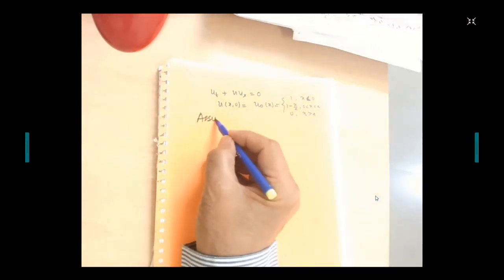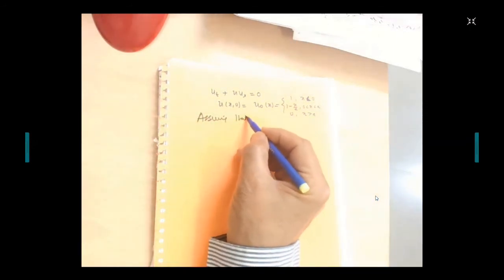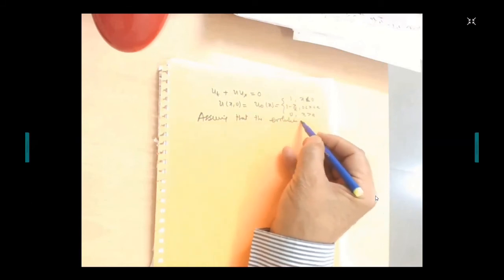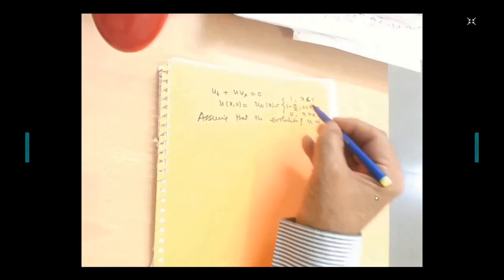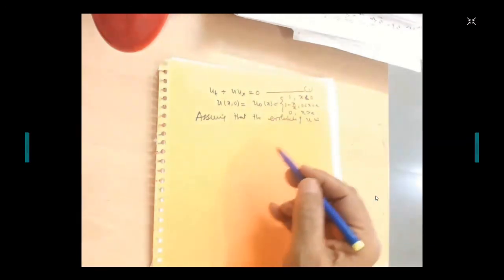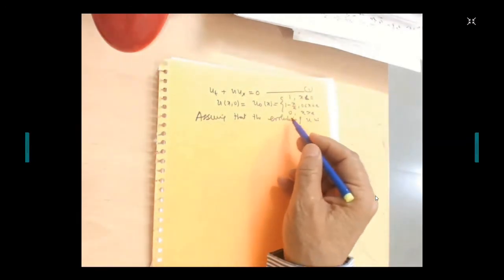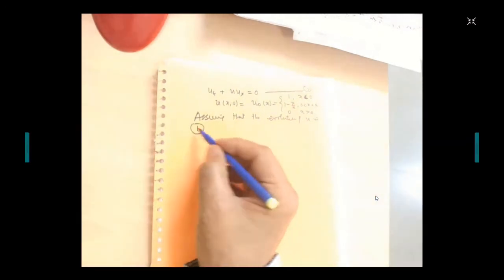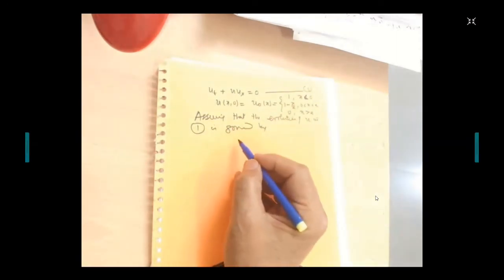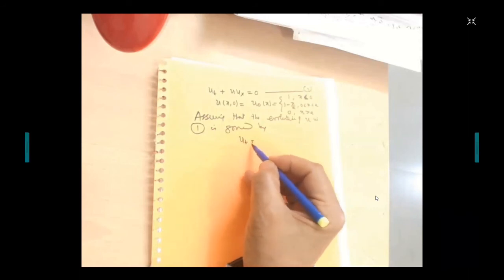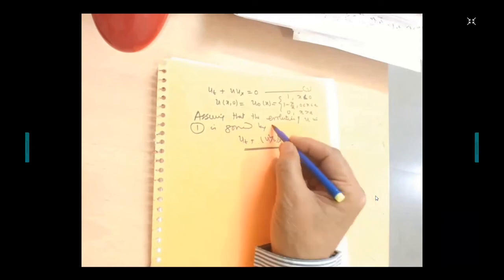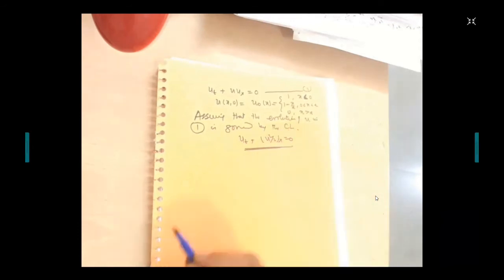Assuming that the evolution of u is governed by this conservation law. This is your partial differential equation, this is your initial data. That is very important, right? There is a need to specify the conservation law. This is the conservation law.